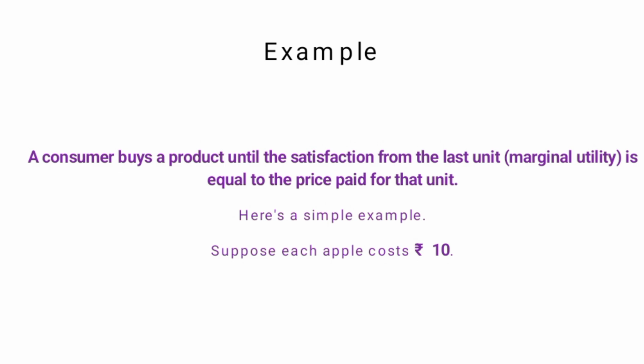A consumer buys a product until the satisfaction from the last unit, the marginal utility, is equal to the price paid for that unit. Here is a simple example. Suppose each apple costs 10. Same example, each apple costs 10.